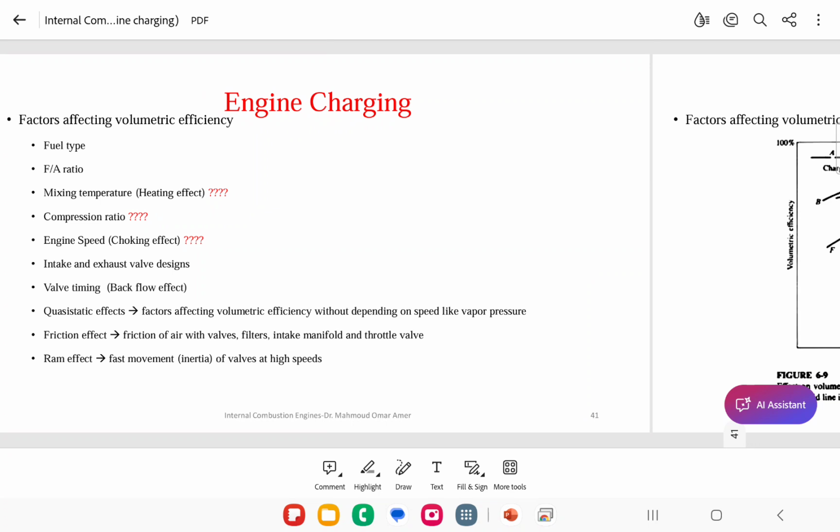It depends on the fuel. Gaseous fuels are easier to mix with air to enter the combustion chamber. Liquid fuels are less efficient in mixing with the air. Okay? So the engine charging will be better with gaseous fuels. The fuel to air ratio also affects the charging efficiency according to the value of the fuel mass inside the engine.